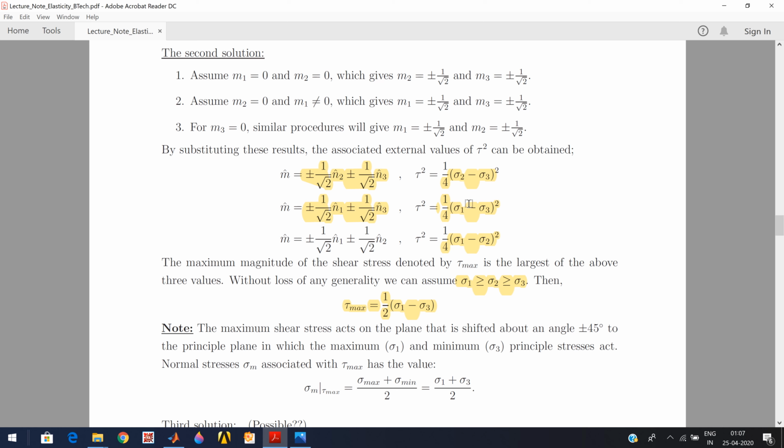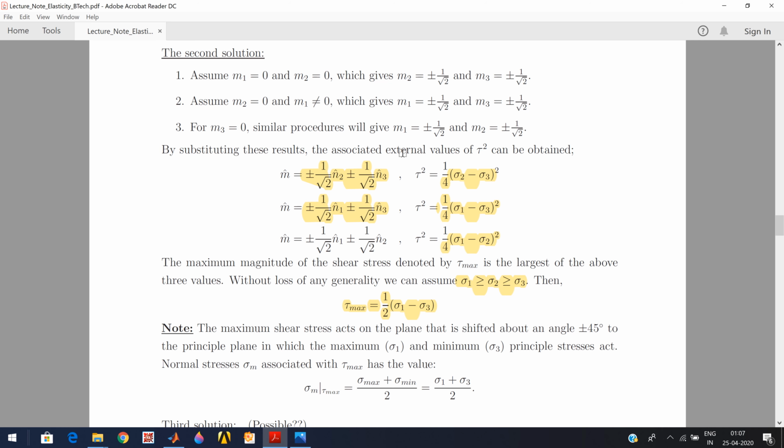So this is the value, middle one, if we assume sigma 1 greater than sigma 2 greater than sigma 3, and we will see that along this plane, plus minus 1 by root 2 n1 plus minus 1 by root 2 n3. So this gives 4 such planes, right? So along these 4 planes, because here actually comes as a complementary part, so we will get 4 such planes where this shear stress will be maximum.